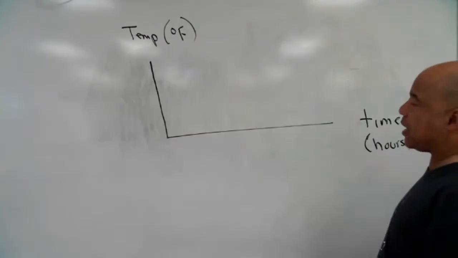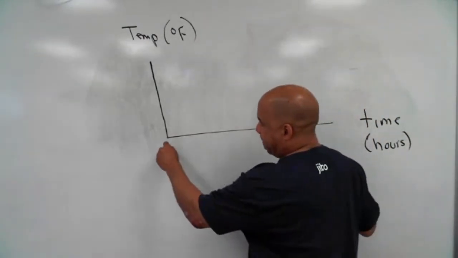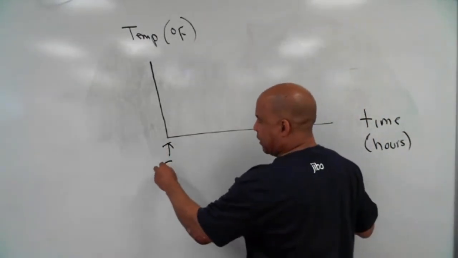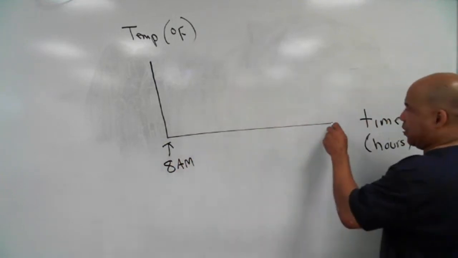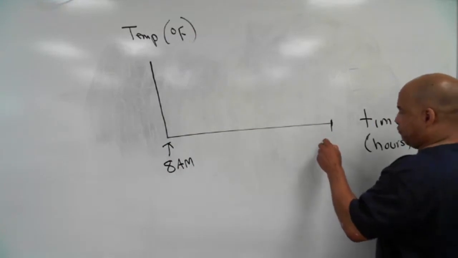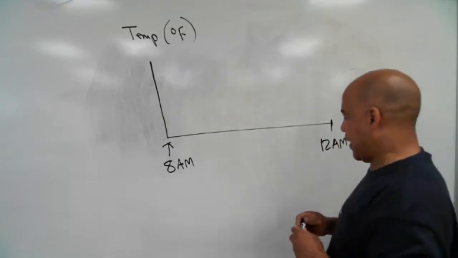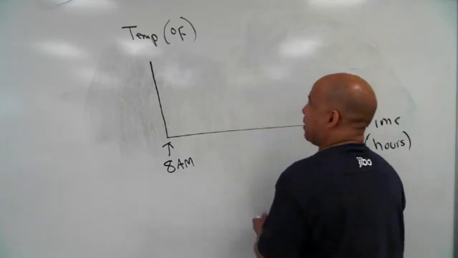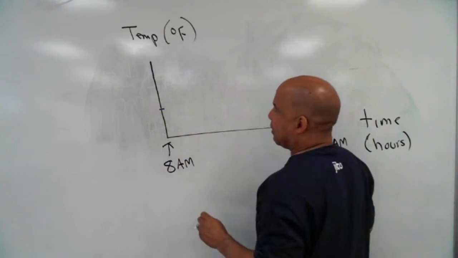So let's say that you get up, I don't know what time you get up. Let's just say you get up at 8 a.m. So right here, we'll start that at 8 a.m. And you're going to measure it over here till, let's say, 12 a.m. And at 8 a.m., you look at the thermometer, and it's at 42 degrees.